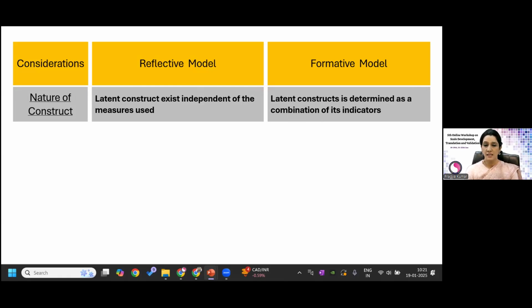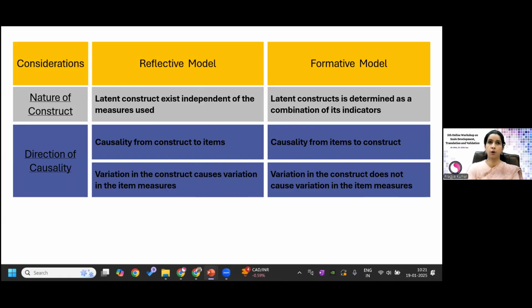The second question: once you have defined the nature of the construct, of course you will have items which will be a reflection of those underlying constructs. So the direction of causality, if you see the arrow, will be from construct to items, because the construct is going to affect the items, and variation in the construct will cause variation in the item measures. In case of a formative model, the direction of the arrow will be from items to the construct. If there is variation in the items, that will cause variation in the construct. It will not be the other way around.